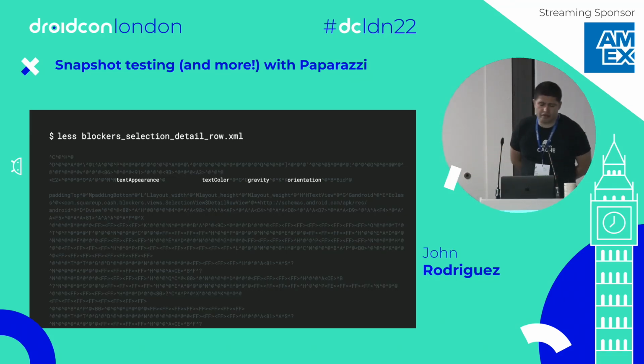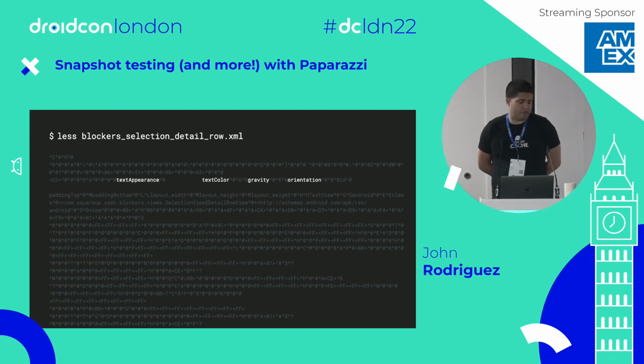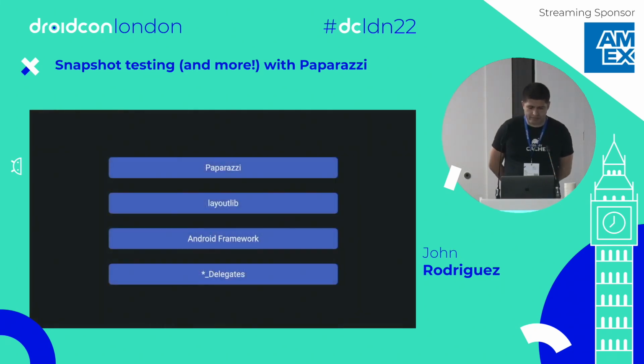So yeah, the binary form of the resources will result in a more performant app.